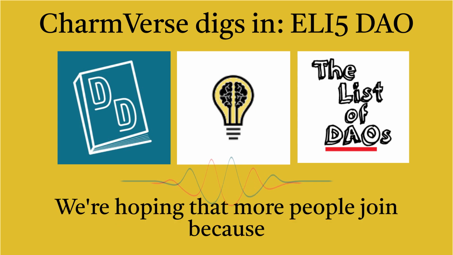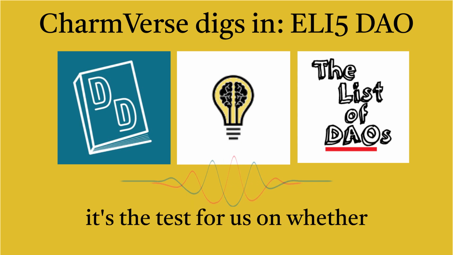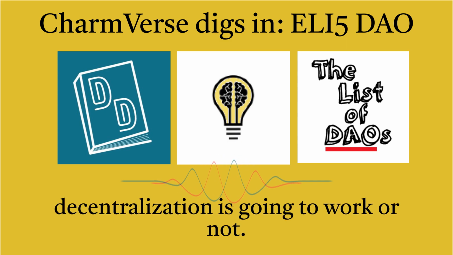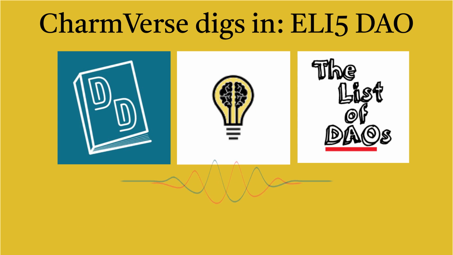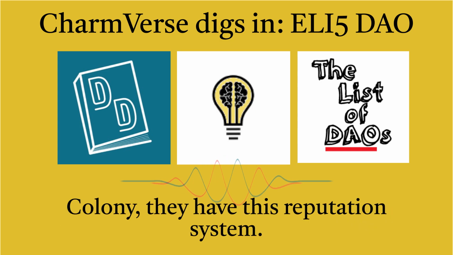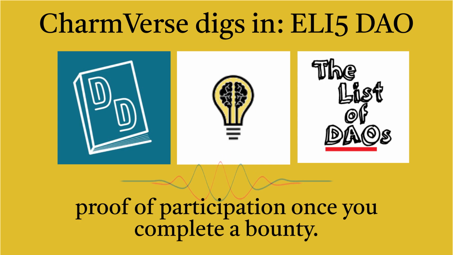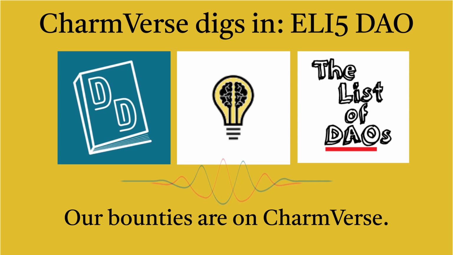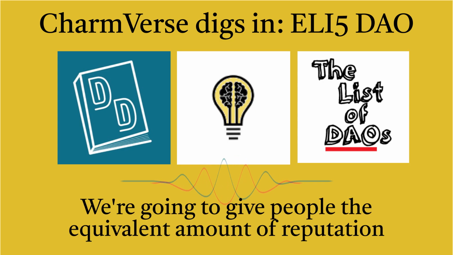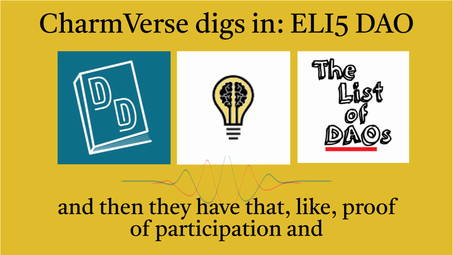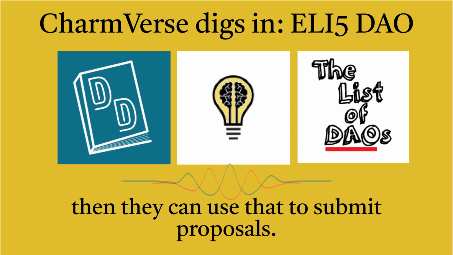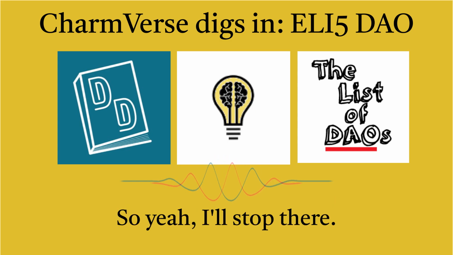We're hoping that more people join because it's the test for us on whether decentralization is going to work or not. For those who haven't used Colony, they have this reputation system. I call it a proof of participation. Once you complete a bounty, our bounties are on CharmVerse, we're going to give people the equivalent amount of reputation. And then they have that proof of participation, and they can use that to submit proposals. So yeah, I'll stop there.